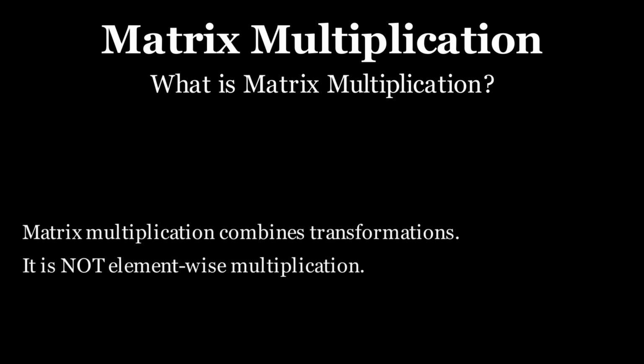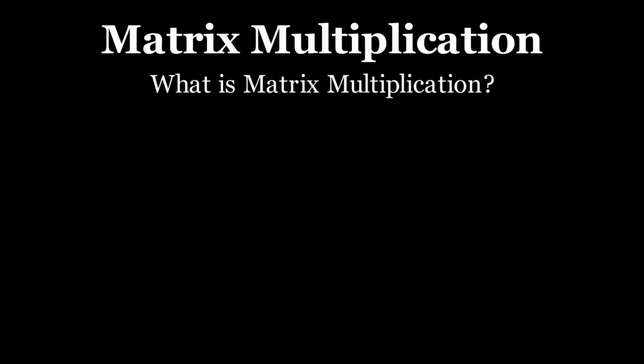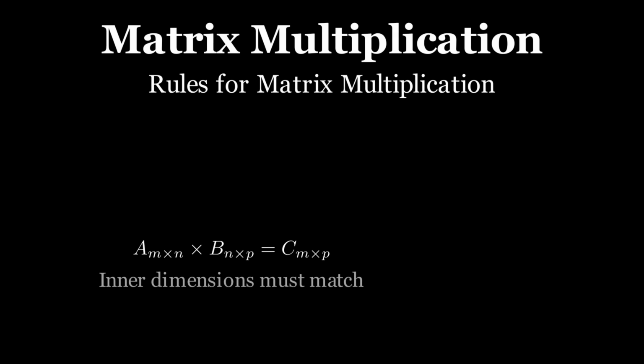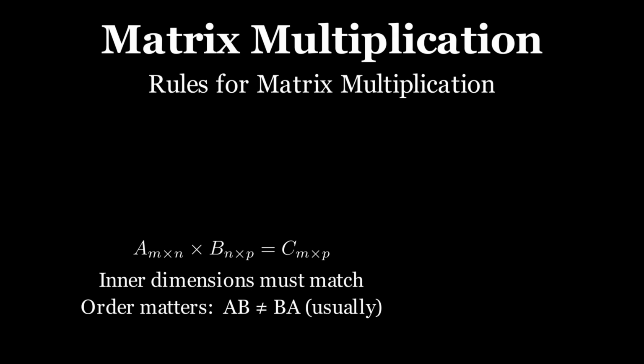What is matrix multiplication? It's the engine of modern computing, combining transformations like rotations and scaling in graphics and AI. Crucially, it is not element-wise multiplication. It has three rules that you must know. Rule 1, dimensionality. For A multiply B to work, the inner dimensions, A's columns and B's rows, must be equal. If A is m cross n and B is n cross p, the result C is m cross p.